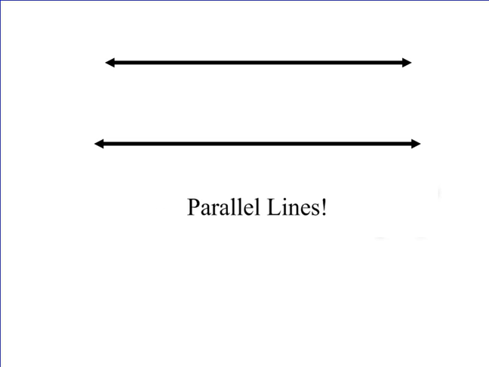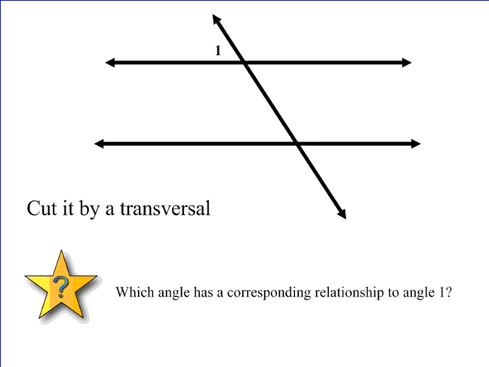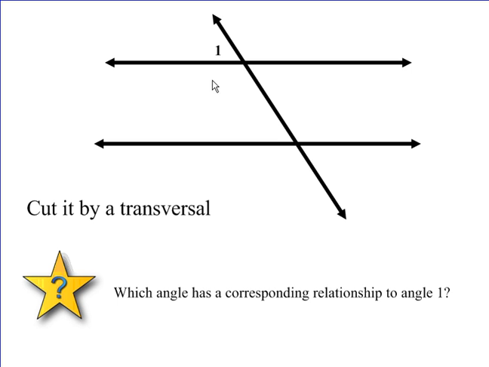And let's draw a second line and make parallel lines. We're going to make some parallel lines, and then what I want to do is add a transversal to it. We're going to cut it by this transversal, and we're going to put this number 1 here next to it. So which angle has a corresponding relationship to angle 1? Well, it's right here. This one right here has a corresponding relationship. So here is our angle 1 that they are in common.